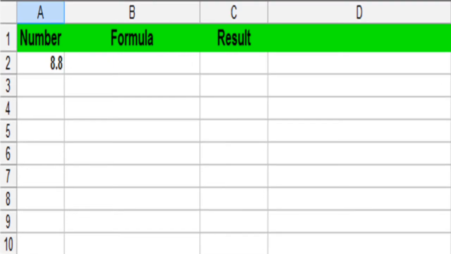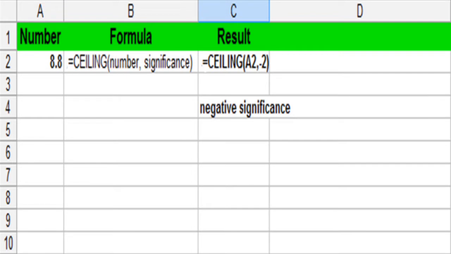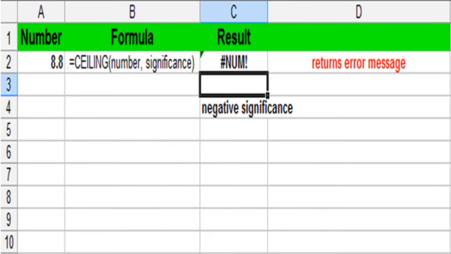Number 8.8. Significance minus 2. Formula: equals CEILING(A2, -2). Press enter. Returns error message.